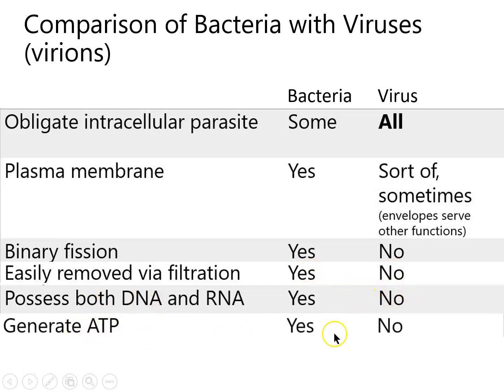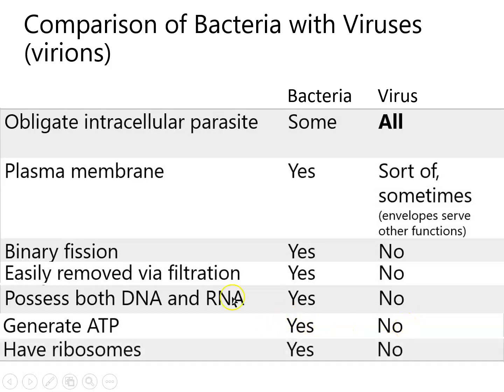Do they generate ATP? Bacteria have to. Viruses don't. And do they have their own ribosomes? Bacteria have to. Viruses don't. So really, I guess I should clarify, we're comparing virions with bacteria. Why do we care about virions? Well, these are the things that get us sick, right? This is what you're avoiding. If someone around you has COVID and they're sneezing, you're trying to stay away from the virions they are releasing. So I want you to be able to explain the difference between those virions and a real cellular life form.